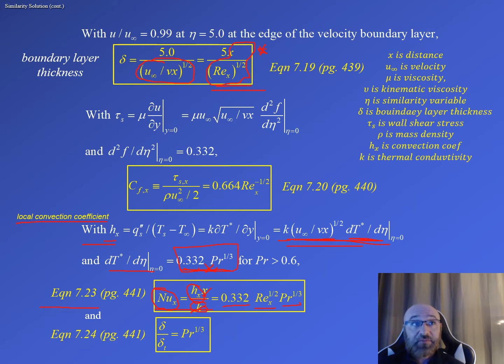Now as we move on to our equation 7.24, what we have here is a ratio of the velocity to the thermal boundary layer thickness given by delta over delta T is equal to our Pr number to the 1/3, where our delta we can calculate based upon our equation 7.19 that we showed up here at the top, which is our boundary layer thickness.